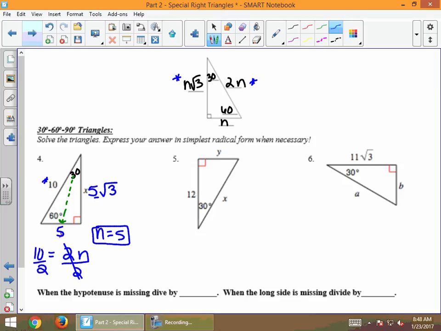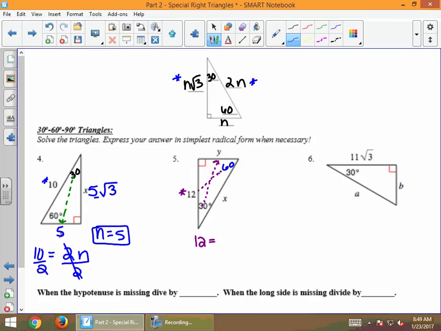Okay. And then for 5, we have a 30, 60, 90 right triangle. Okay. Go to your 30. Go across. We're going to do that first. And again, we're given a variable. So go to whatever side you're given. You're given 12. 12 is our long side because it's across from the 60.